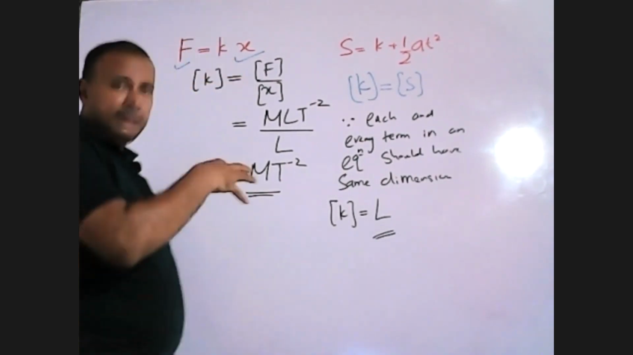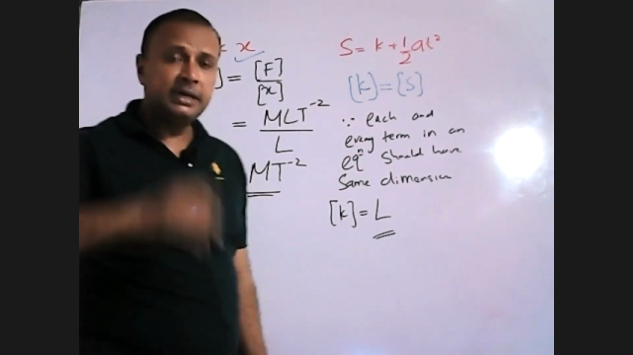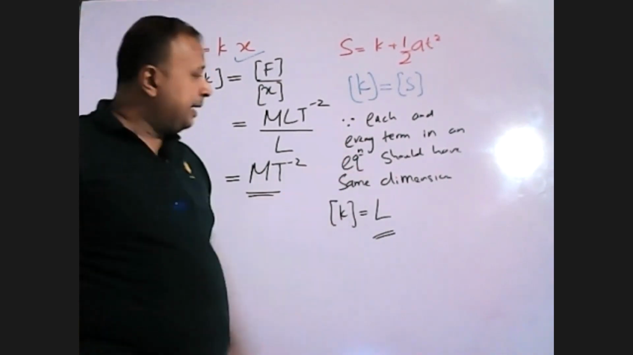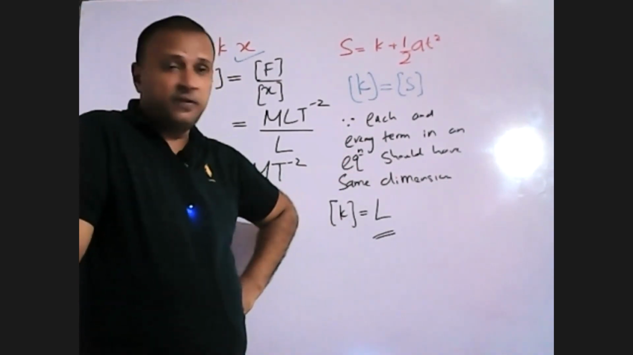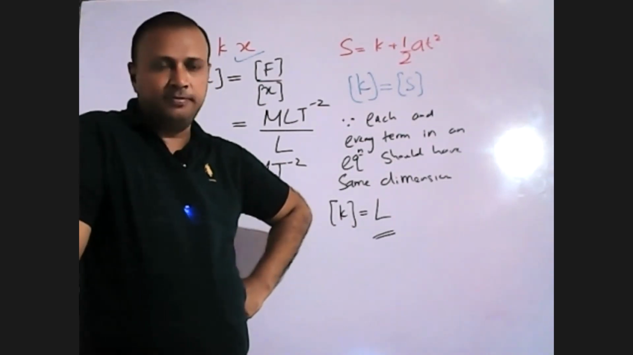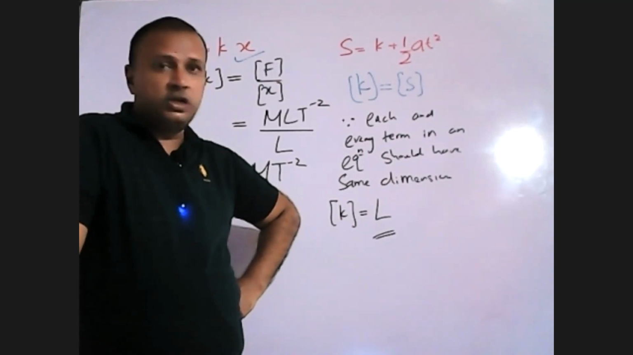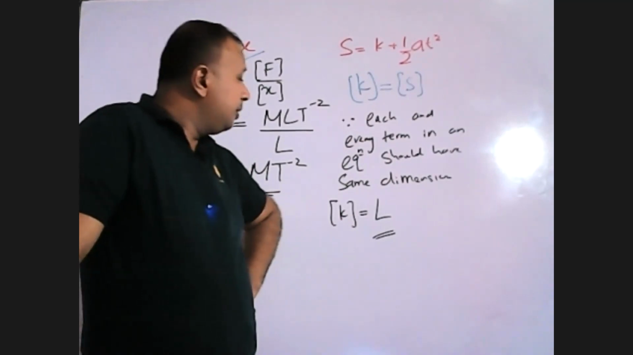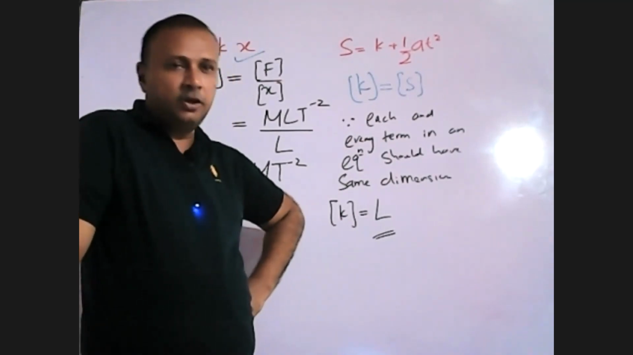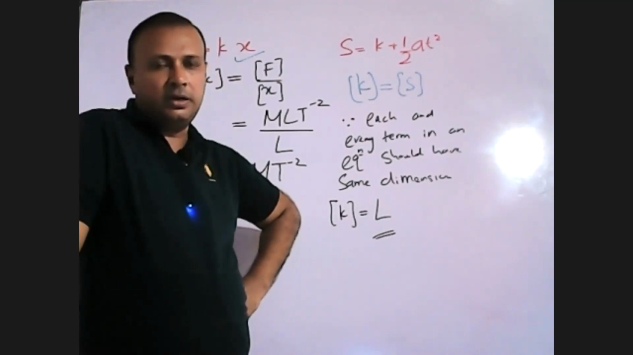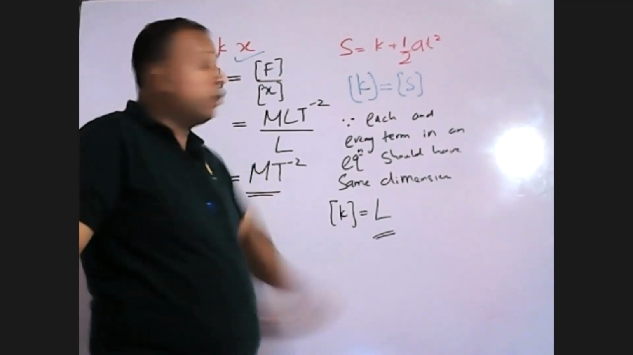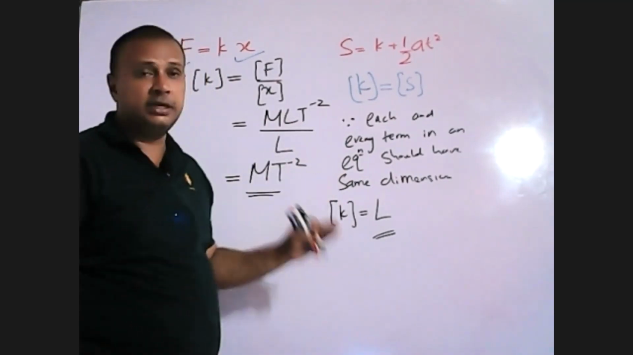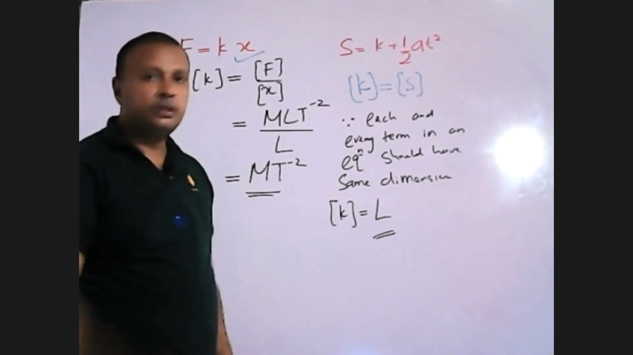Here, you have to consider the argument that each and every term of this equation should have the same dimension. You should consider that argument. According to that argument, you can determine the dimension of this kind of unknown physical quantity. So this is the first factor to be considered during this analysis.